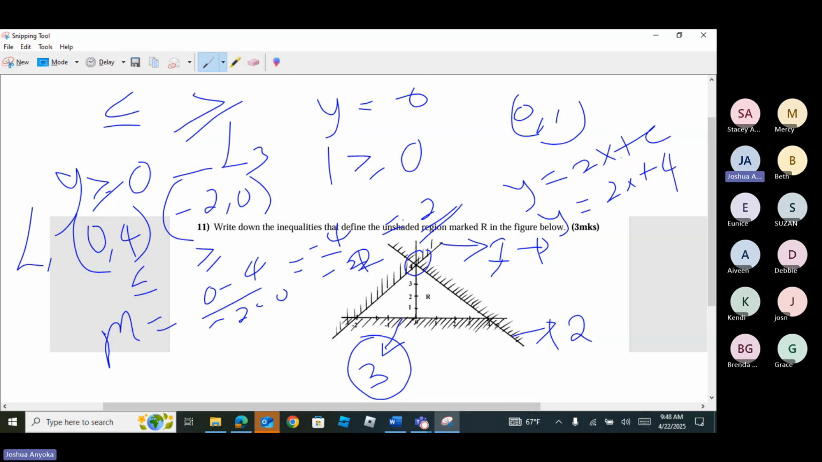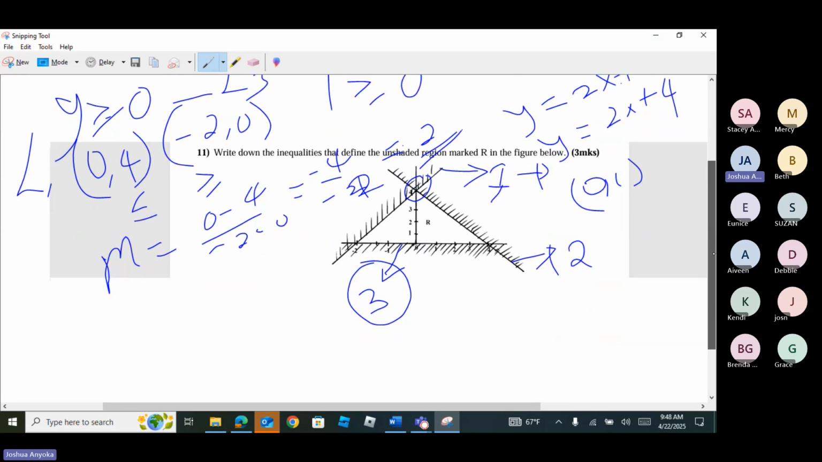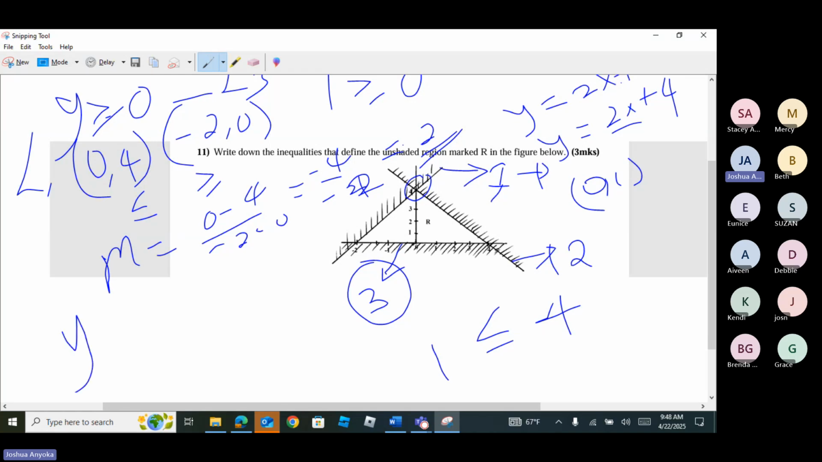Choose one point inside the region. We have taken 0, 1. Substitute 0, 1. 1 is less than 0 plus 4, so 1 is less than or equals to 4. Substitute in the equation. Our equation becomes y is less than or equals to 2x plus 4. That's another one.